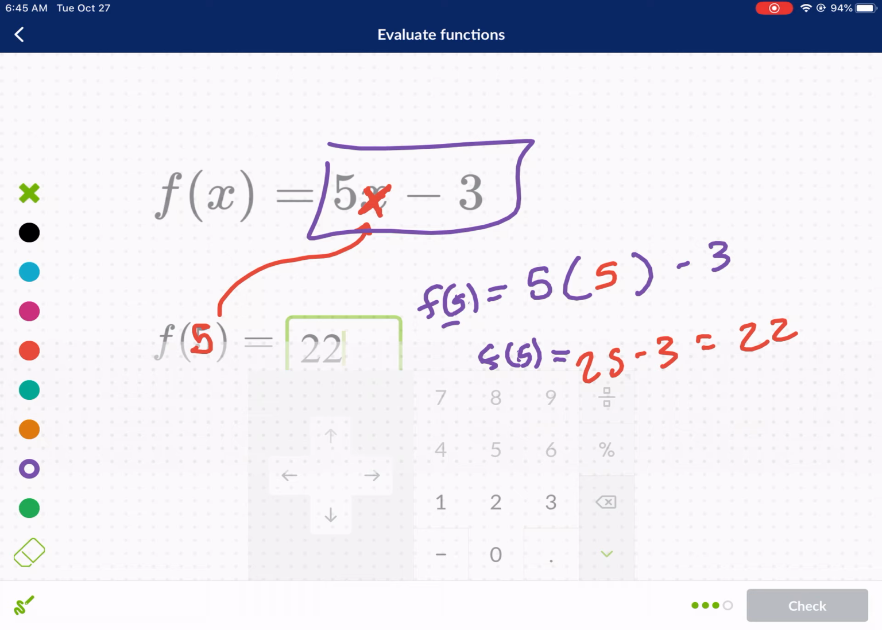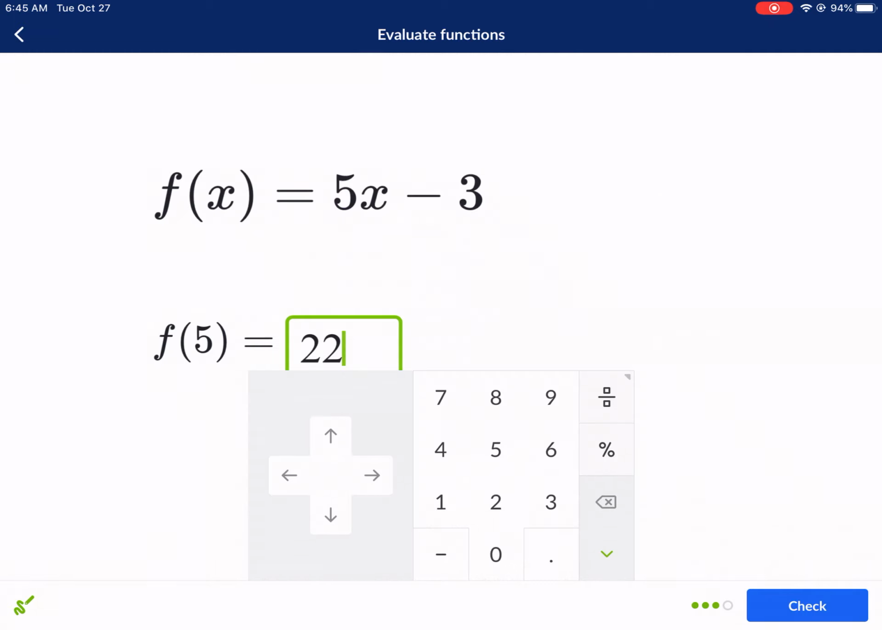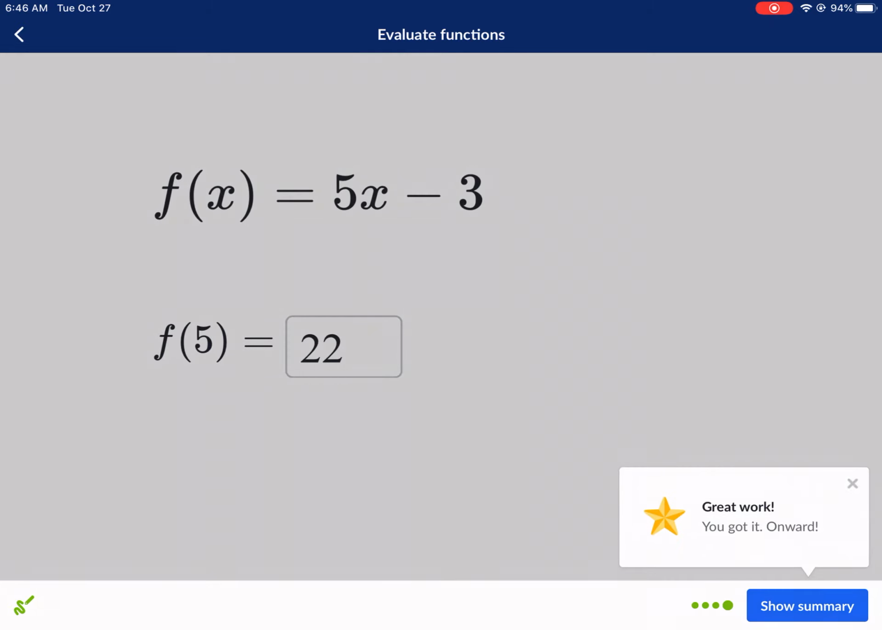It's almost like a calculator, you know, plugging in the answer and getting the function there. So 22, let's see, 25 minus 3, yes it is. 22, check it.